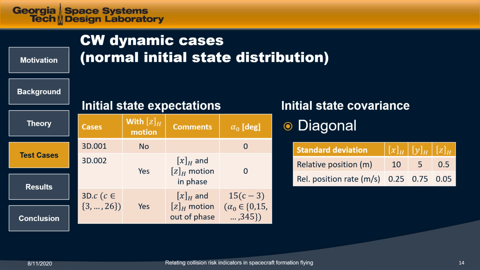The cases considered encompass a wide variety of closed CW relative orbits, with and without cross-track motion. And out of the cases with cross-track motion, we are considering cases where the radial and cross-track motion are both in and out of phase. The specific values of the initial expected relative state as well as the initial relative covariance are chosen so as to observe significant KPCs over a two-orbit horizon.